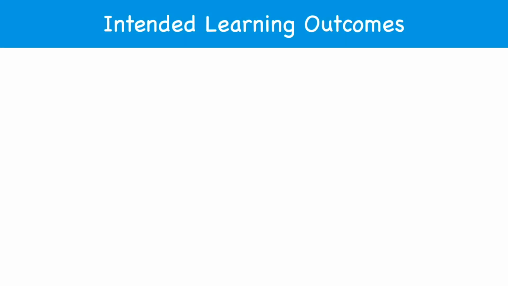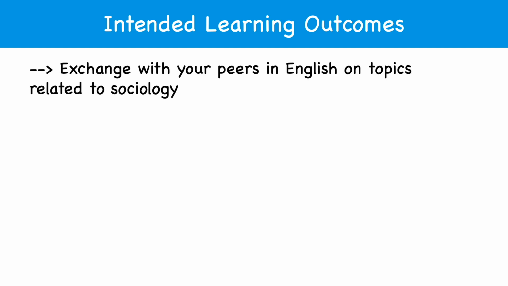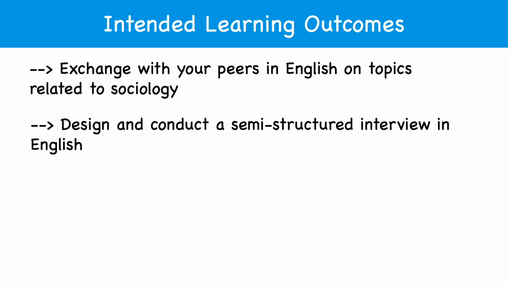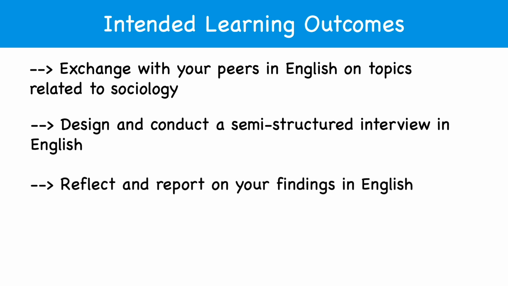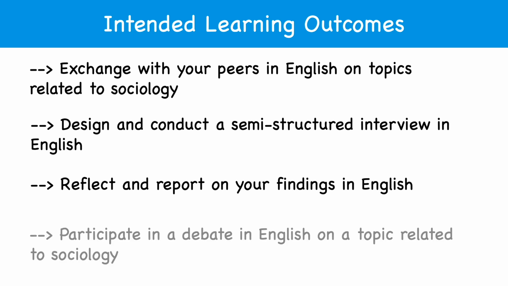Let's start by looking at the intended learning outcomes. By the end of your English course, you should be able to exchange with your peers in English on topics related to sociology. You should be able to design and conduct a semi-structured interview in English. You should be able to reflect and report on your findings in English. And finally, you should be able to participate in a debate in English on a topic related to sociology.